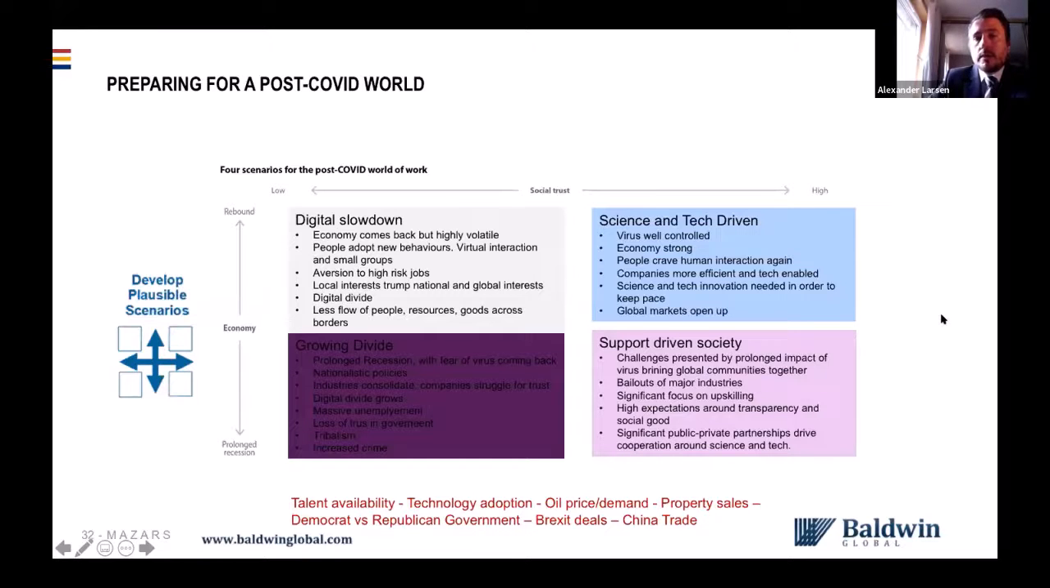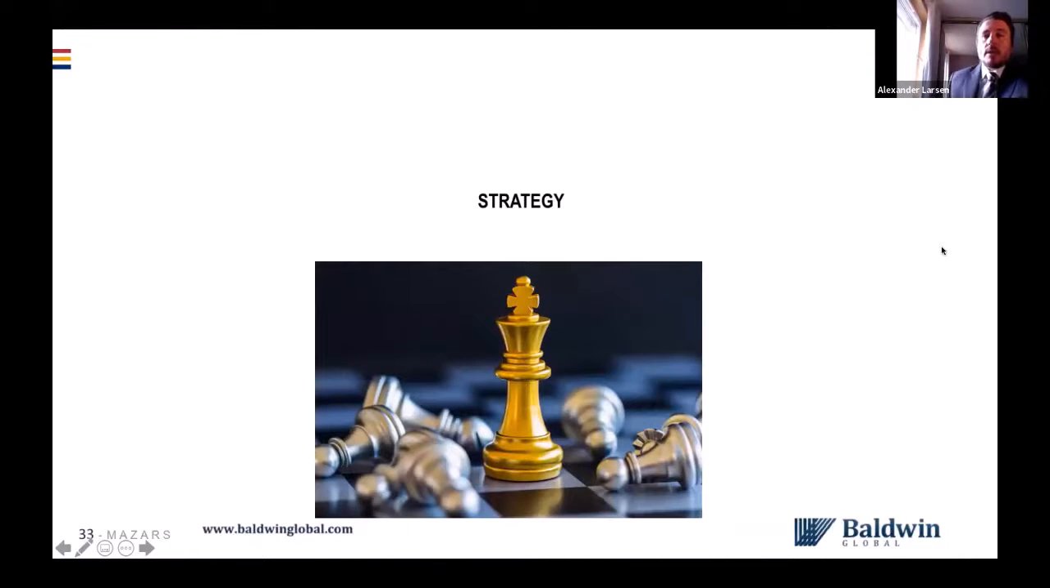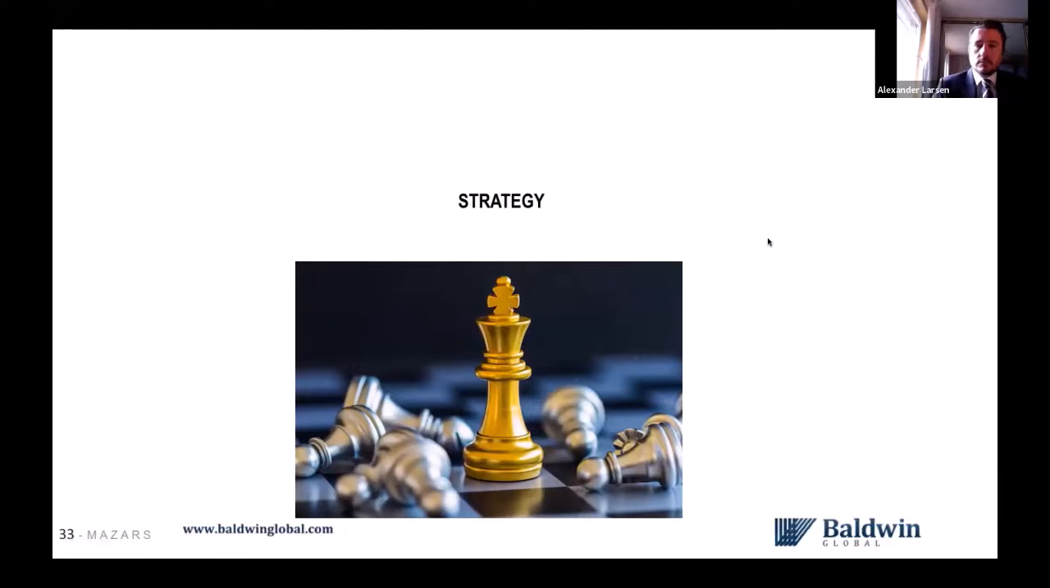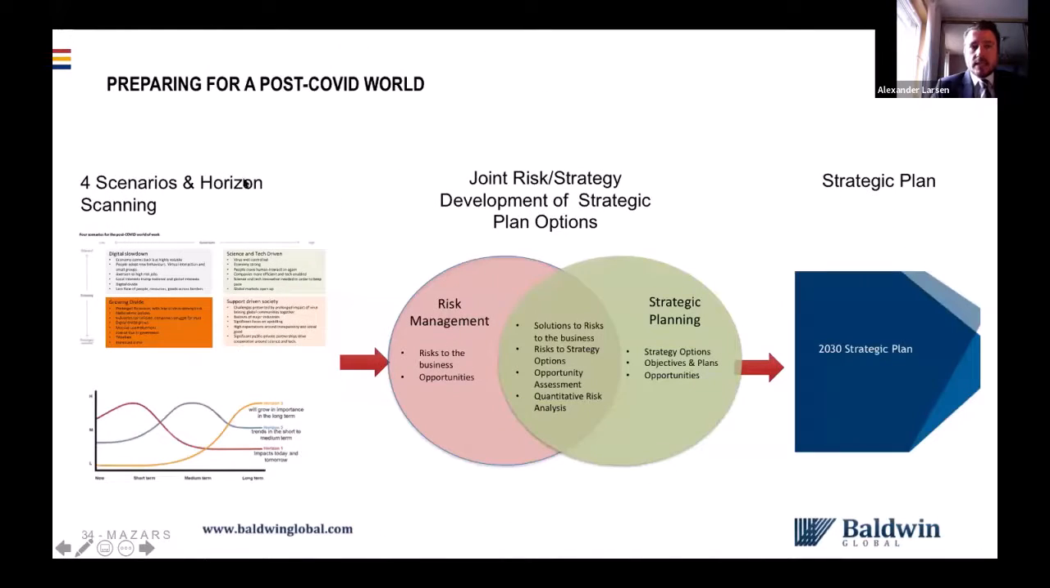This is why it's very important that your organization is unique and you have to do this. There's no right or wrong answer here. We can't give you a template and say, there you go. Once we understand these scenarios and we've done all this research, we can now start developing strategies. So we take these scenario plans, we take the horizon scanning, we then move that on to a joint risk and strategy development of strategic plan options before we finally create our strategic plan.